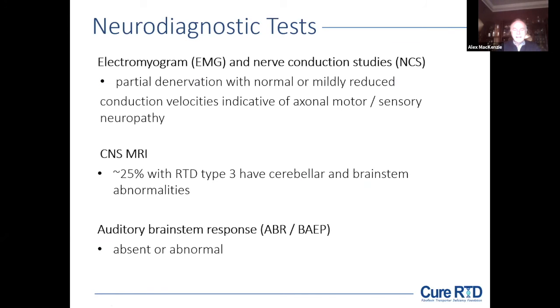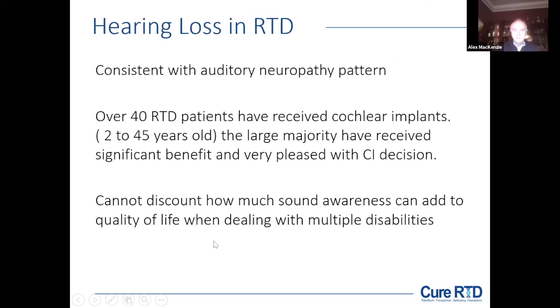The neurodiagnostic tests show EMG and nerve conduction studies show the slowing that one sees with partial denervation. The MRI is largely unchanged. In type 3, you have cerebellar and brainstem abnormalities, and there are absent auditory brainstem responses. The hearing loss is pronounced. It's consistent with auditory neuropathy. Over 40 patients now have cochlear implants with variable results. The earlier you get there, the better the results. But as Keith says, huge impact on these people's lives.